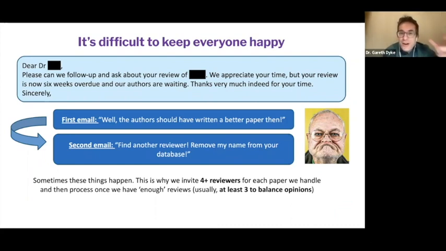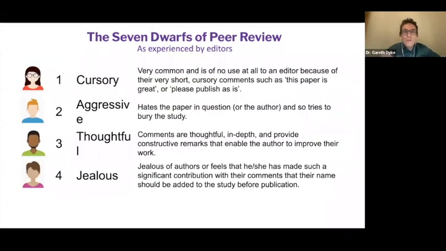Here's some other real emails. When I wrote to ask a reviewer to follow up, where's the peer review? "I'm writing to follow up to ask about your review. We appreciate your time, but it's now 6 weeks overdue." Have a look at the emails I got back from that peer reviewer. It's difficult for editors as well. And that's why journals often invite more than 4 colleagues to review each paper so that they have enough reviews at the end of the process.